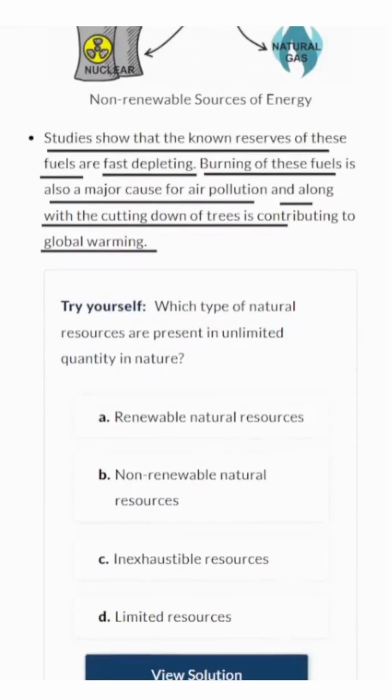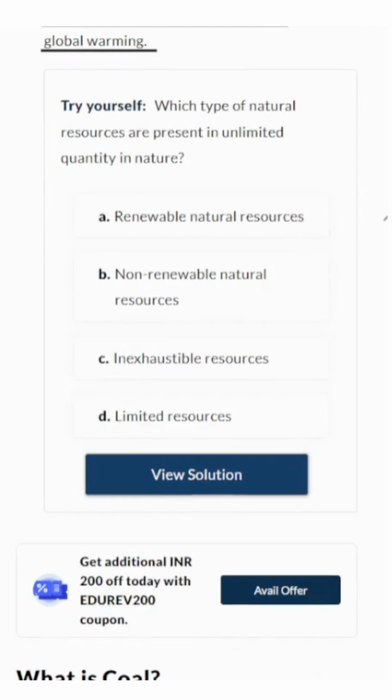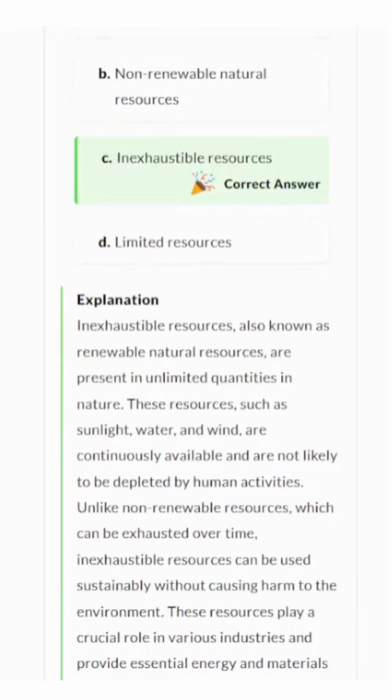Let's tackle a fundamental question about natural resources. Which type of natural resources are present in unlimited quantity in nature? The correct answer is C, inexhaustible resources. Inexhaustible resources, also known as renewable natural resources, are indeed the ones found in unlimited quantities in nature.